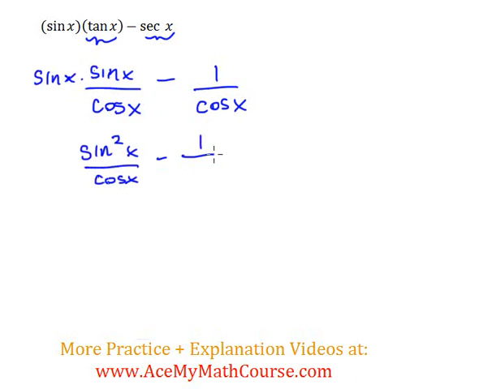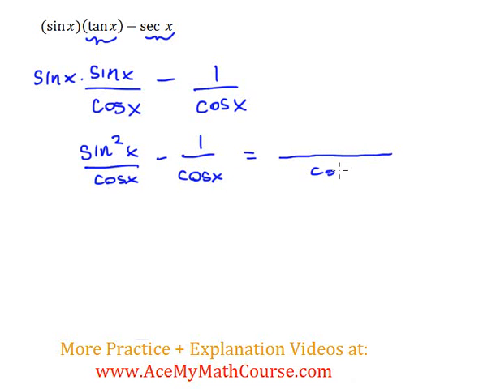And I have minus 1 over cos x. There you go. Now, my preference will be to combine these two fractions. Note that we already have a common denominator of cos x for both of them here. So I will just combine them right away.